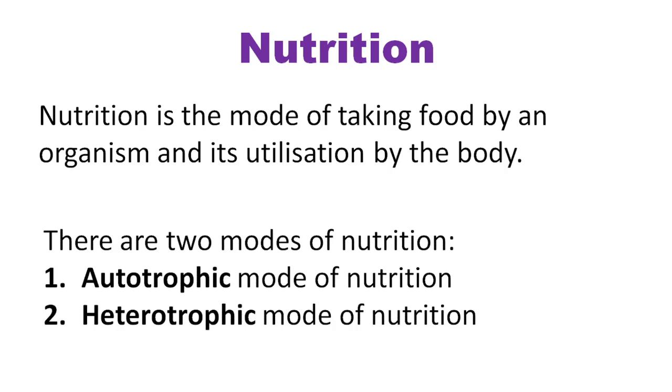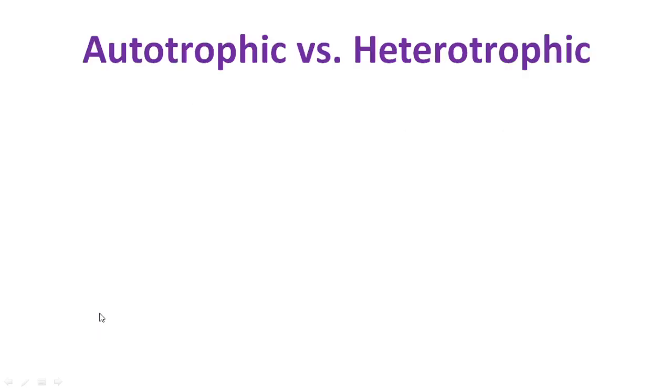There are two modes of nutrition. Since there are different kinds of organisms, those organisms have got different methods of obtaining food. Right. So two major modes of nutrition are autotrophic mode of nutrition and heterotrophic mode of nutrition. You have to remember these two terms: autotrophic mode of nutrition and heterotrophic mode of nutrition. What do we mean by autotrophic and what do we mean by heterotrophic? Let us try to differentiate between these two terms.